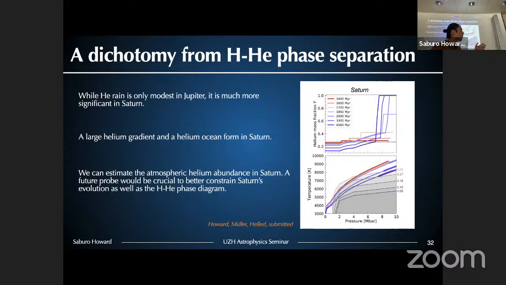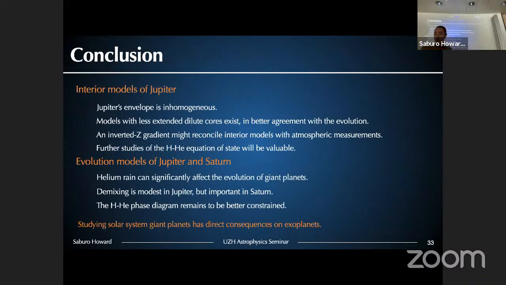Such work that I did with Simon and Ravit was submitted to a paper a few weeks ago. To conclude, my last slide summarizes more or less what I presented today. What I wanted to mention also, because I didn't have time to present it, is that I'm also working on exoplanets. This work on Jupiter, the equation of state, has direct consequences on exoplanets. I think the purpose of this presentation was also to tell you about what I've been working on and what I'm working on now.